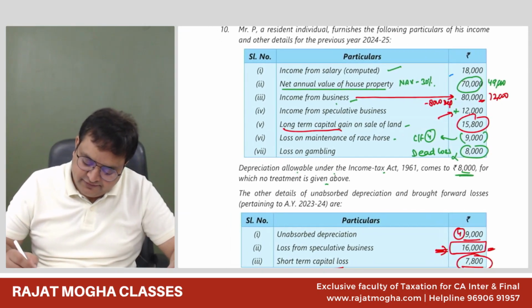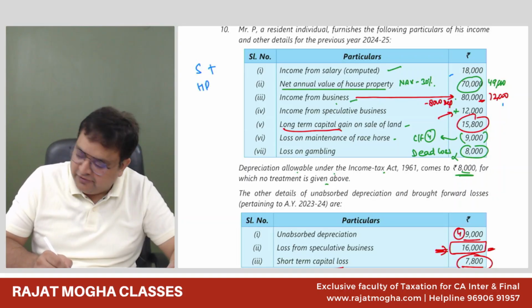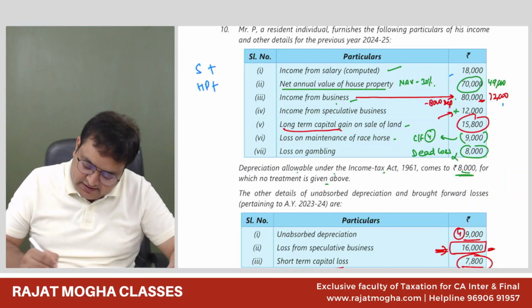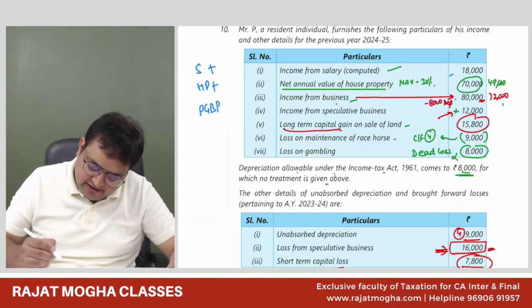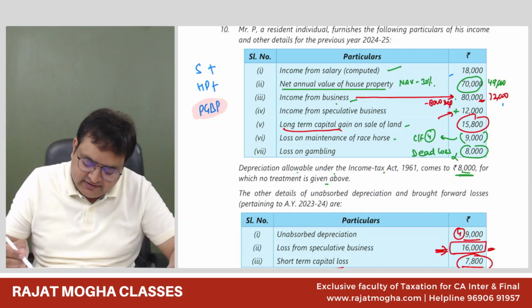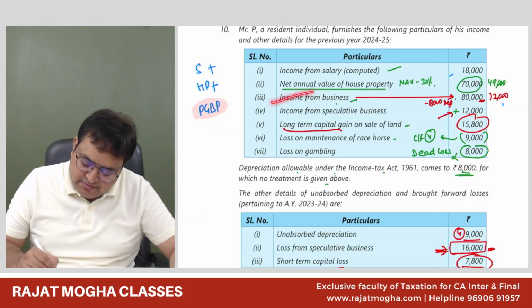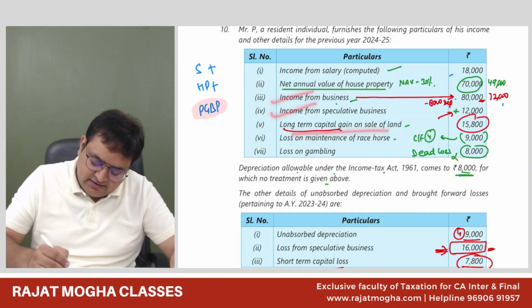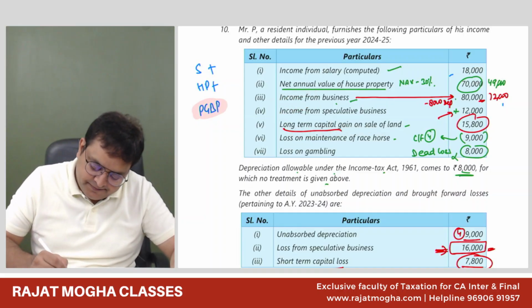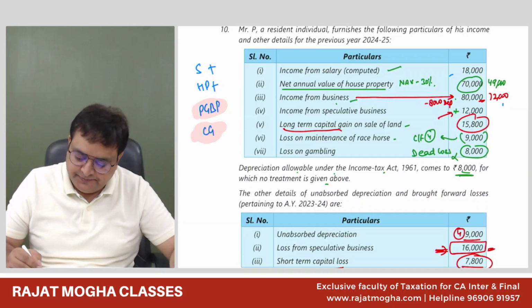Salary positive, house property positive, PGBP. See, salary we have positive income, house property we have positive income. Then PGBP we have some losses which are coming from last year, so I will be adjusting this also. Then this is PGBP, this is capital gain. Capital gain, something is coming from last year. It will also be adjusted.